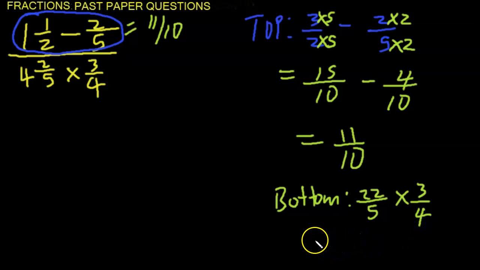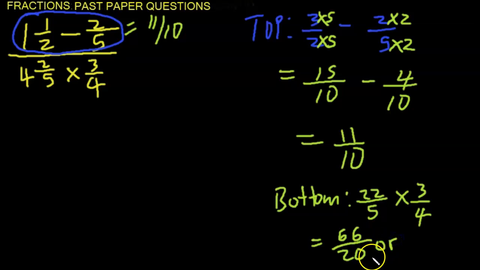And of course, this works out to be 22 times 3, that's 66. Remember, when you're multiplying two fractions, numerator times numerator, which is 66, and denominator times denominator, which is 20. So the approach is very different from multiplication as it is for subtraction or addition. So 66 over 20. You can simplify this if you want.